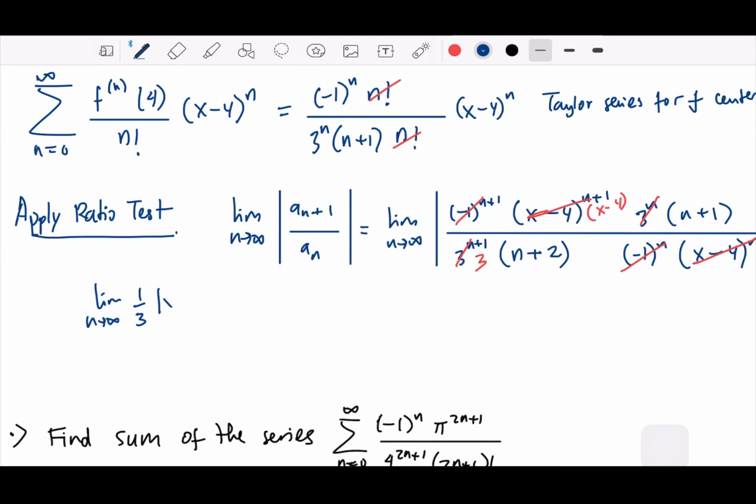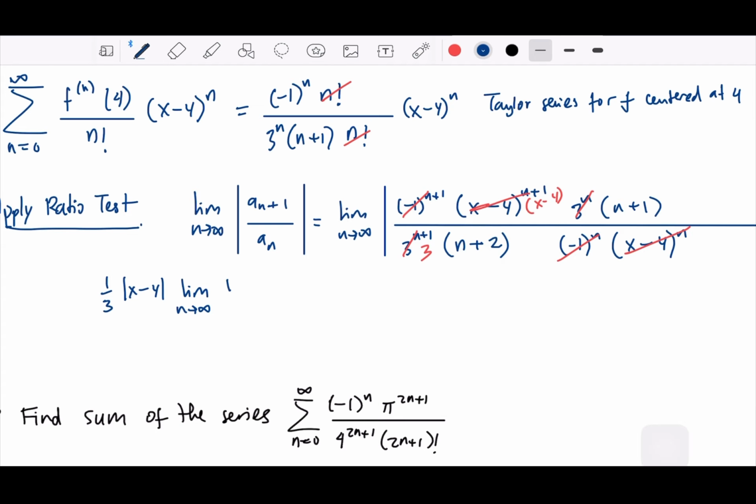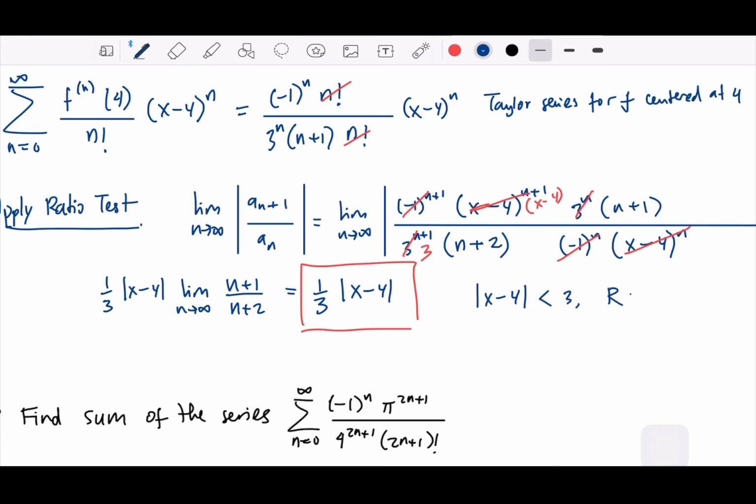this is x, or maybe let me write the limit later. Let me write this x minus 4, because we are just focusing the limit on n. So n will be n plus 1, n plus 2, which is 1. So we can take it as 1 over 3 x minus 4. Now, since this is 1 over 3, having a constant 1 over 3, of course the radius will be 3 times this constant. Right? So the radius, or we can solve x minus 4 is less than 3. So r is 3.